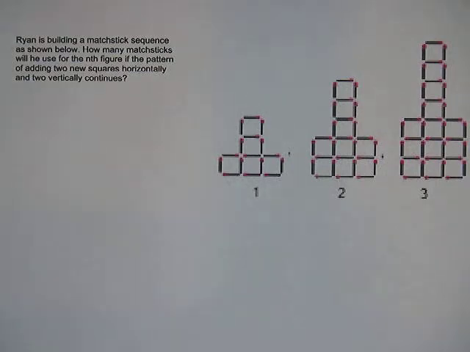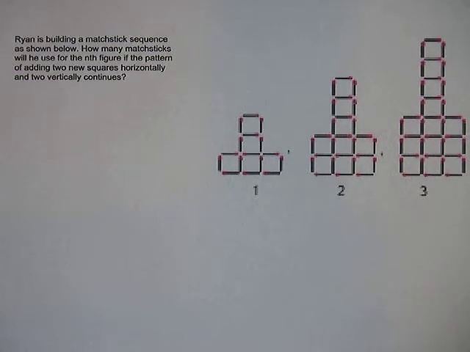Ryan is building a matchstick sequence as shown below. How many matchsticks will he use for the nth figure if the pattern of adding two new squares horizontally and two vertically continues? Okay, so the formula for finding this sequence, it's an arithmetic sequence, which means it's going to be adding the same amount each time to get the next term.